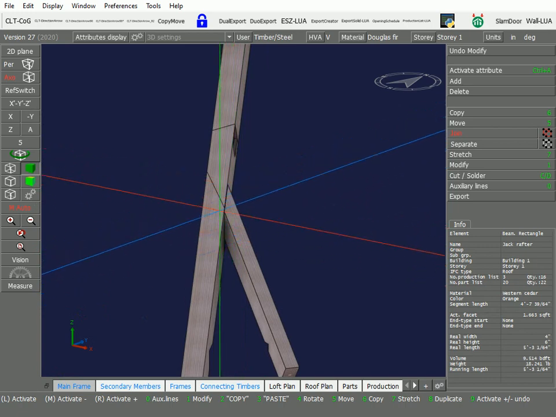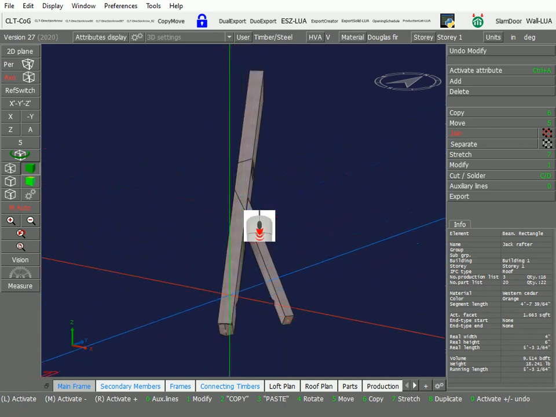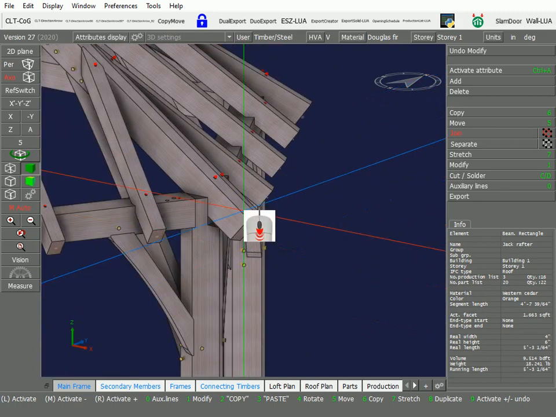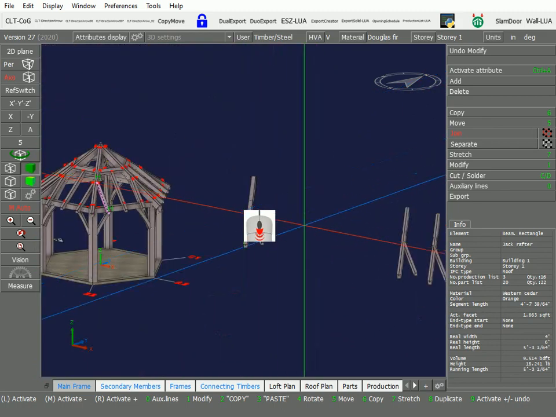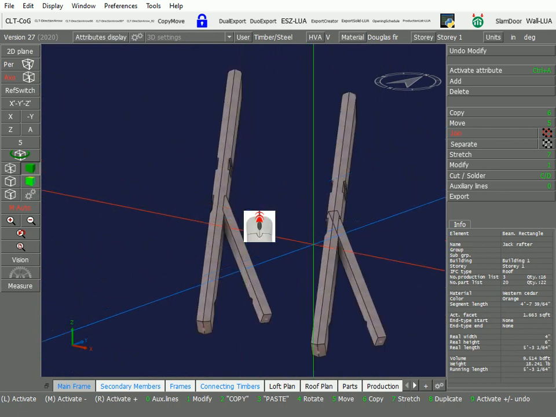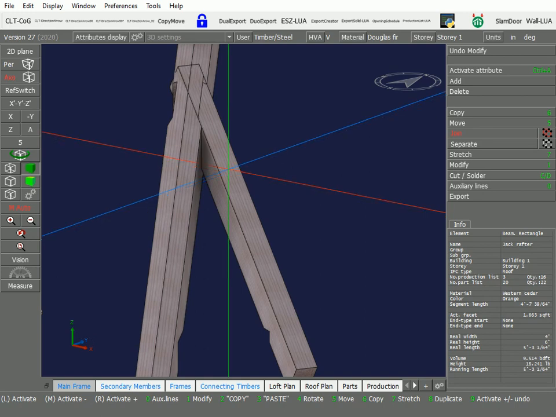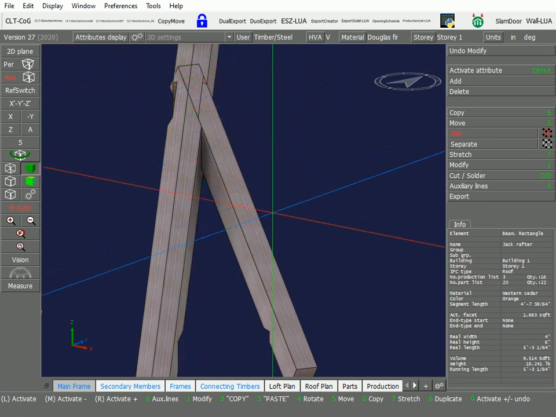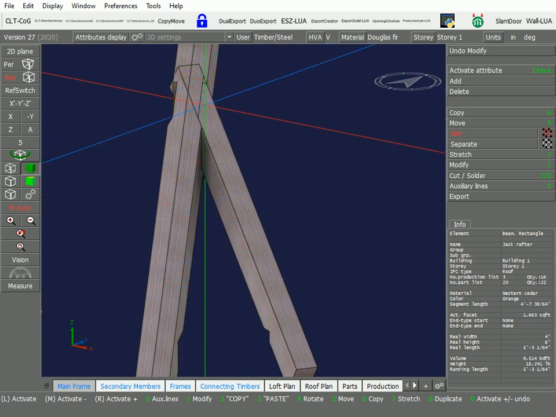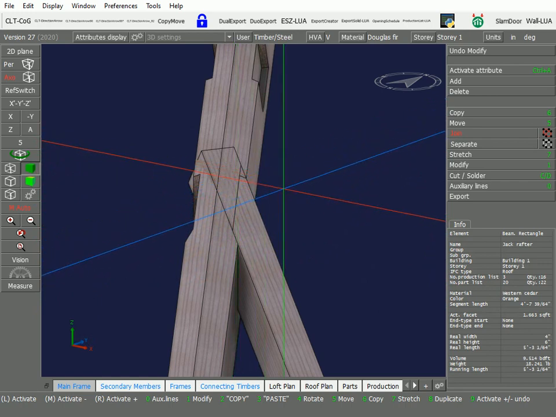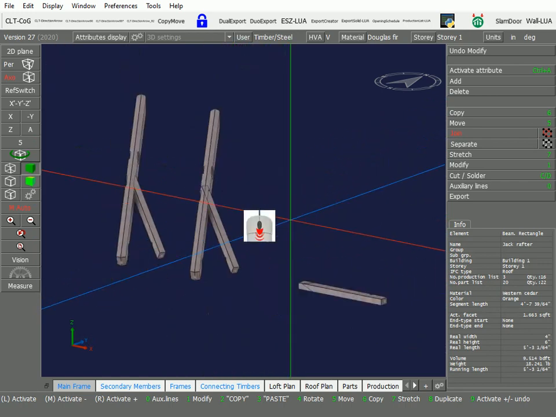Here's the jackrafter going into the hip before the hip has received its backing cuts. Here's the jackrafter represented as the rough stock piece it would be. And here, this plane, which is the plane of your hip, creates the compound angle that you're going to have to cut in the process of producing this piece.